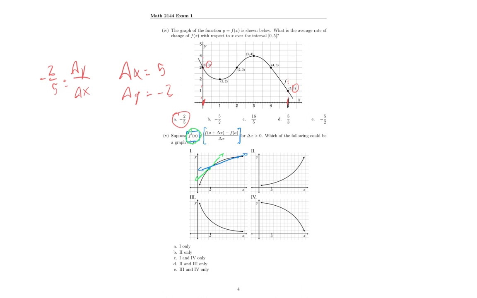Blue one being the average rate of change. So this doesn't follow our criteria, because we want the instantaneous to have a smaller slope. Okay, so let's look at this one.